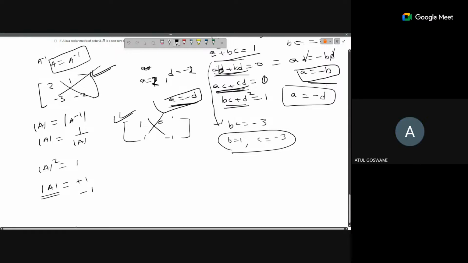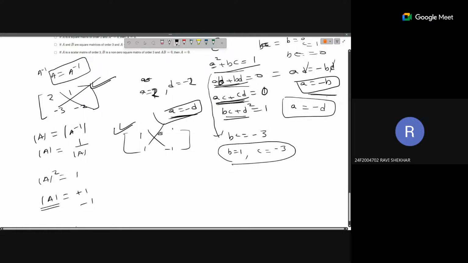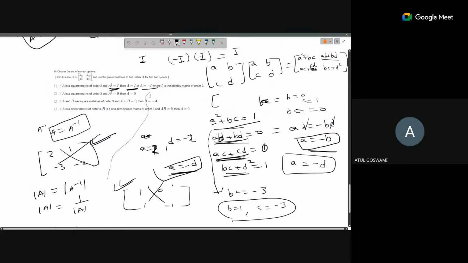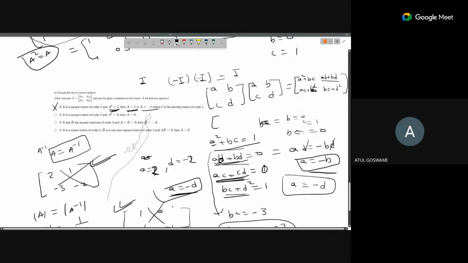Determinant, we are getting plus one, minus one. So all those matrices which have the determinant plus or minus 1 will be applicable over here, will be satisfying this condition. Okay, sir. Yes, sir. So yeah, there is a lot of explanation for this question. That's why this option is wrong. All those matrices which have determinant plus one or minus one will be satisfying this.